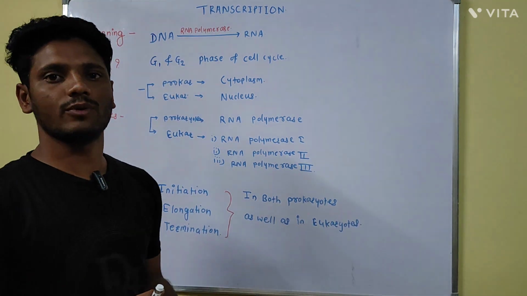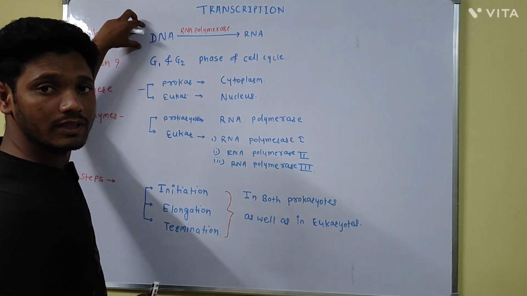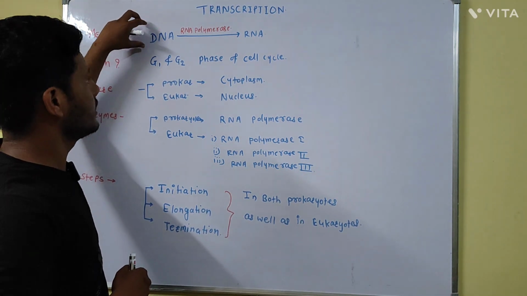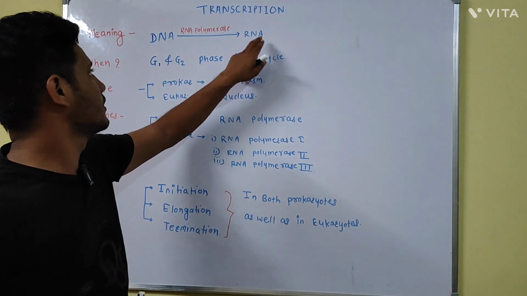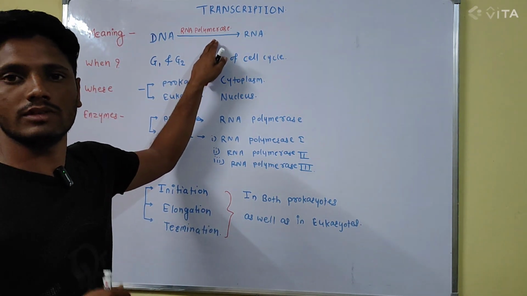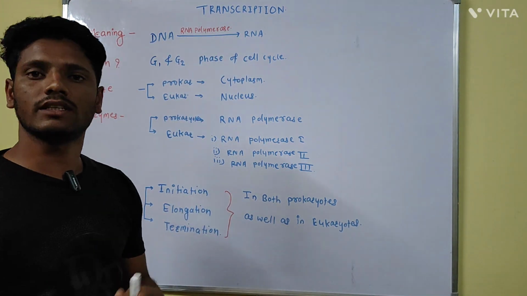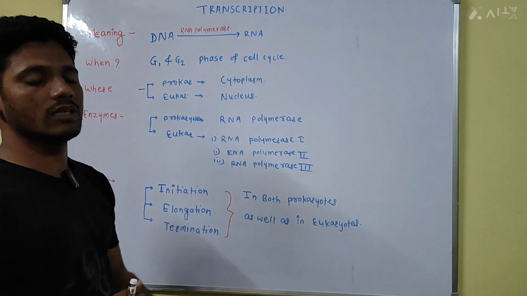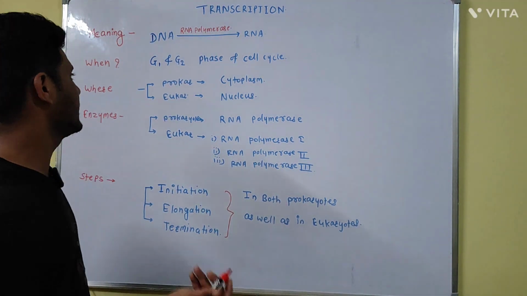The transcription process is the process in which the information that is present or stored in the DNA strand is copied into the new molecule of the RNA with the help of RNA polymerase enzyme. This is the process of transcription. DNA से RNA फॉर्म होना, इस प्रोसेस को क्या बोलते हैं? Transcription process.